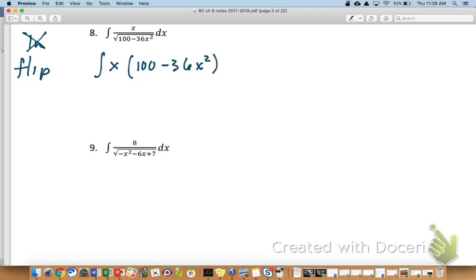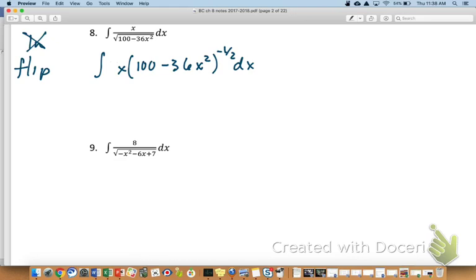This becomes that when we do the flipping of the denominator. So now maybe we ask ourselves, is the derivative of that inside the same as the other factor? And the answer is almost. We're off by a factor of what? Negative 72. It'd need to be negative 72x.